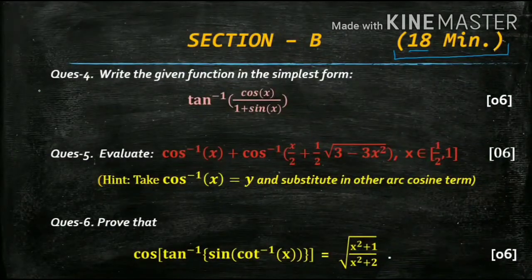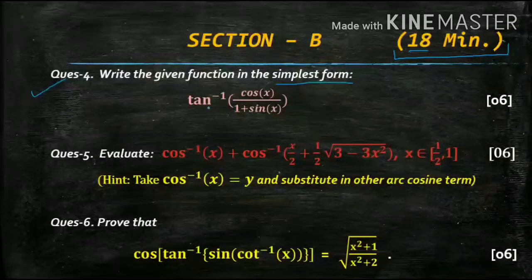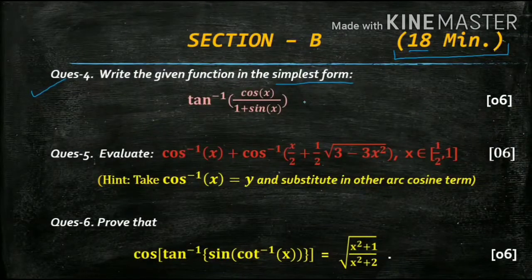In question number 4, you have to write the given function in the simplest form. Let me explain this to you. Simplest form means you have to reduce this in a very simple number of terms so that you can easily look at it. You have to simplify it as much as you can. This is of 6 marks, don't forget that.